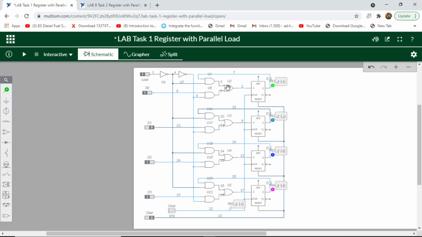Today's discussion is about the circuit of a register with parallel load. As we can see, there are four D-type flip-flops and we have four input data in the form of bits. There is a clock and these three gates make a multiplexer. So let's start the simulation.